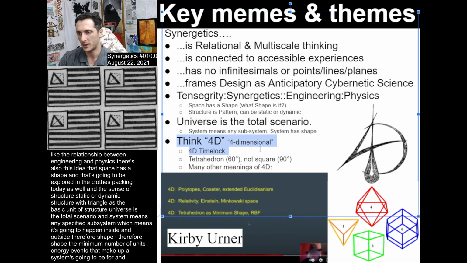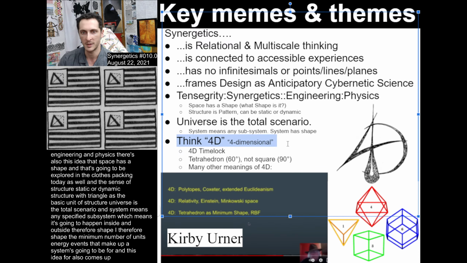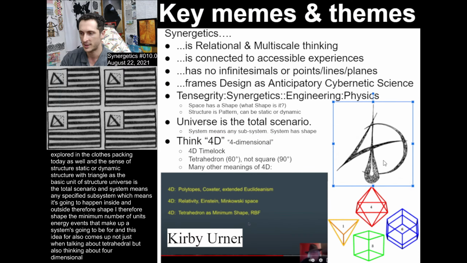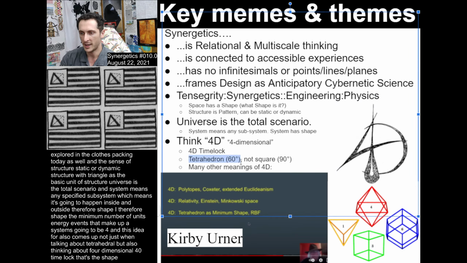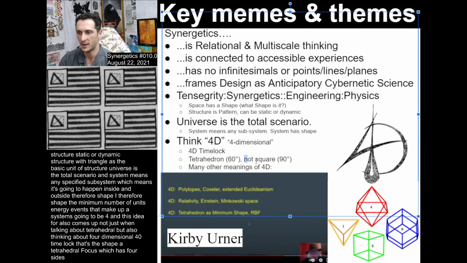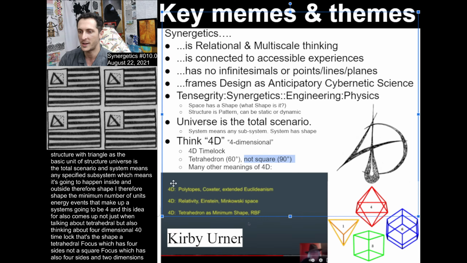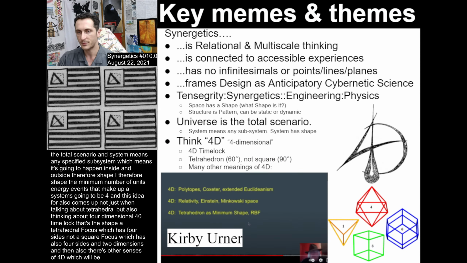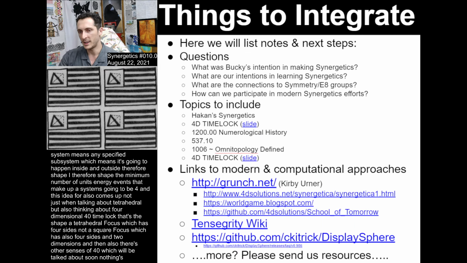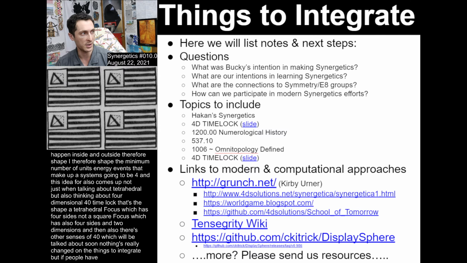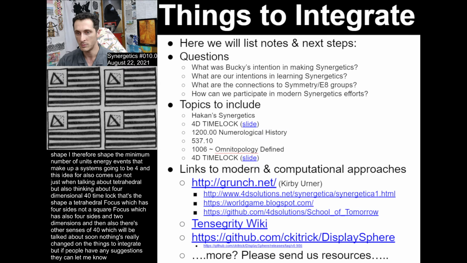And this idea of 4 also comes up not just when talking about tetrahedra, but also thinking about 4-dimensional, 4D time lock, that's this shape. A tetrahedral focus, which has 4 sides, not a square focus, which has also 4 sides in 2 dimensions. And then also there's other senses of 4D, which we'll be talking about soon. Nothing's really changed on the things to integrate, but if people have any suggestions, they can let me know.